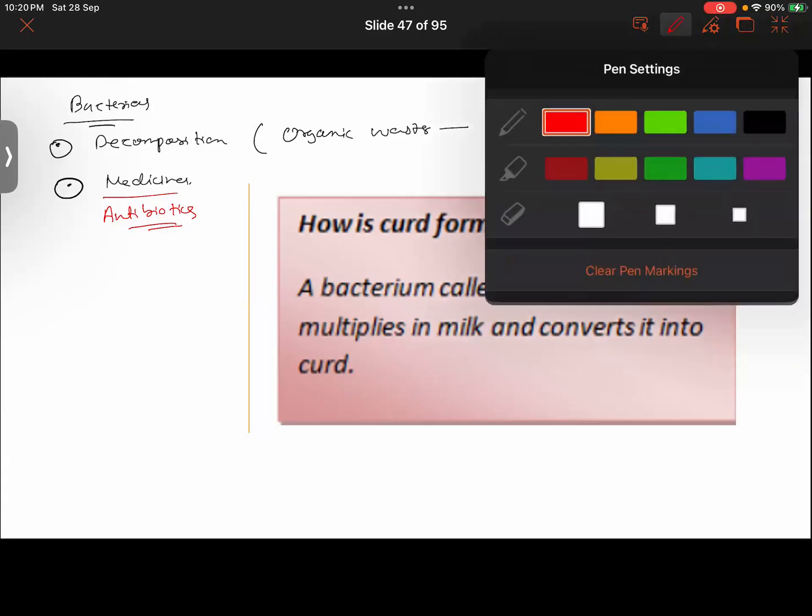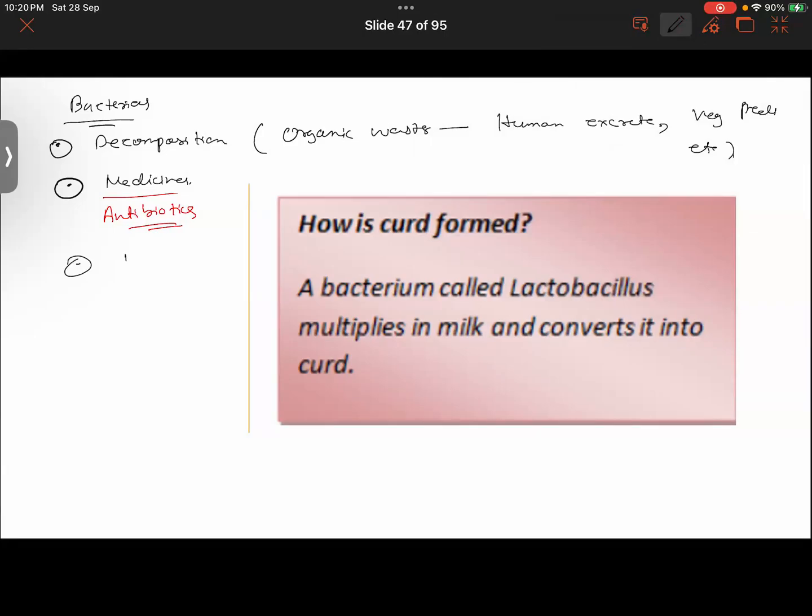Plus, it increases the fertility of the soil. Now, which nutrient is fixed in the soil by the bacteria? Yeah. Which nutrient? I mean, which mineral is fixed in the soil by the action of the bacteria, guys?